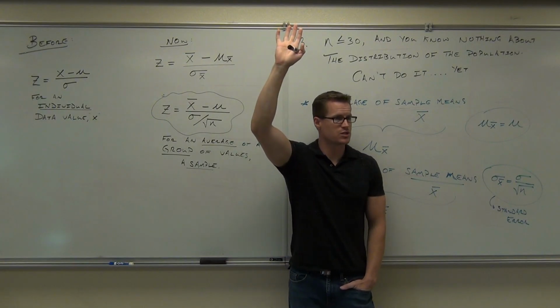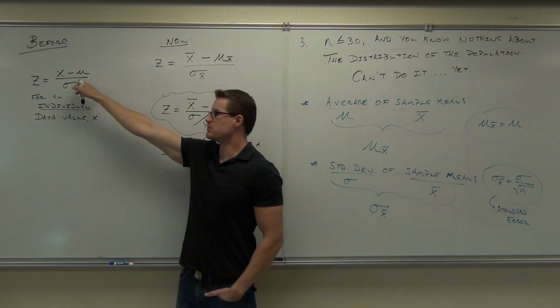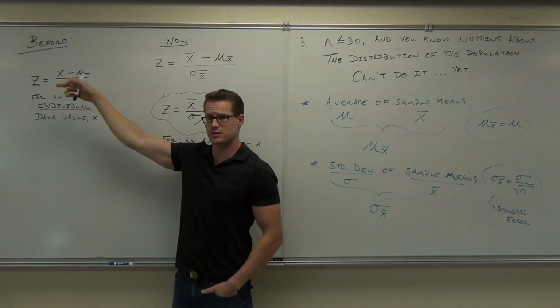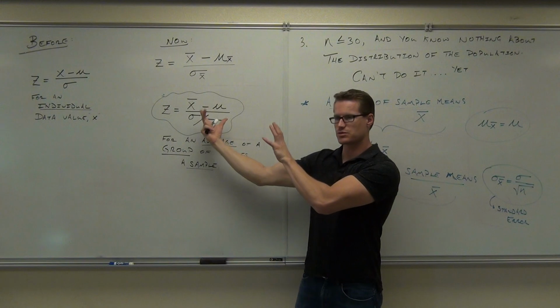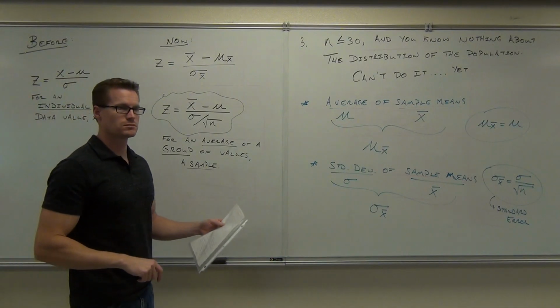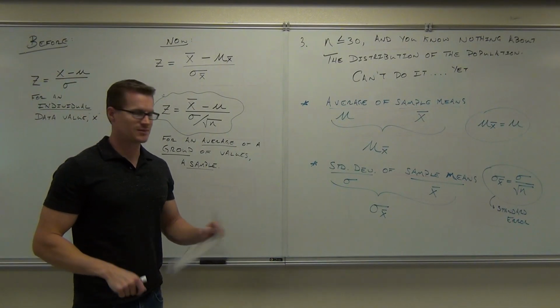So when you're dealing with a z-score of an individual, this one, no problem. We're dealing with a z-score of a group, of a mean, of a sample. This one, that's what we're talking about. Are you ready to try to put this into some practice? You sure? Okay.